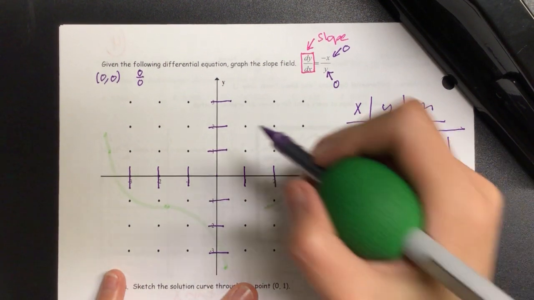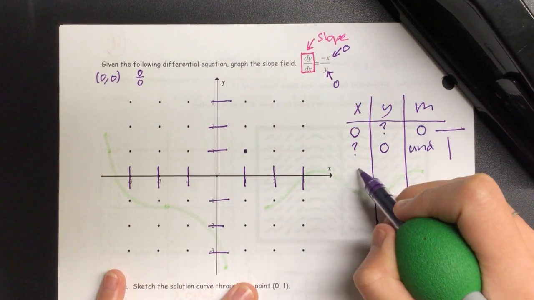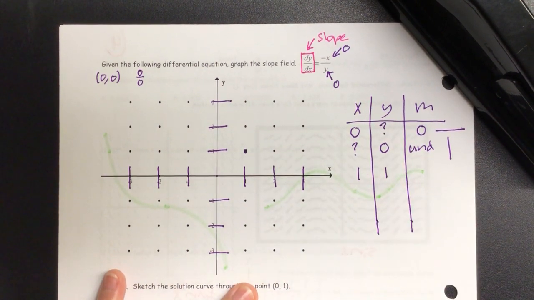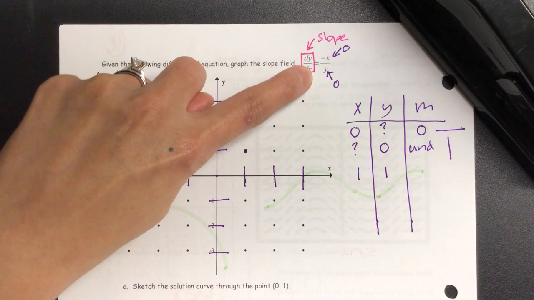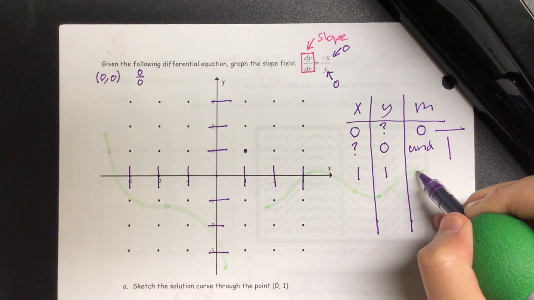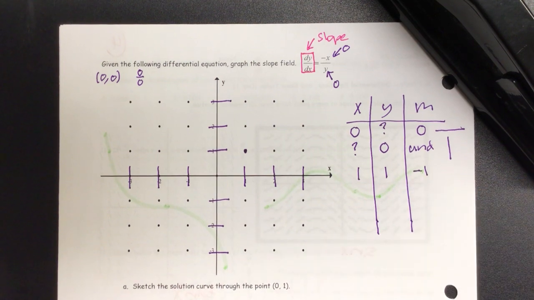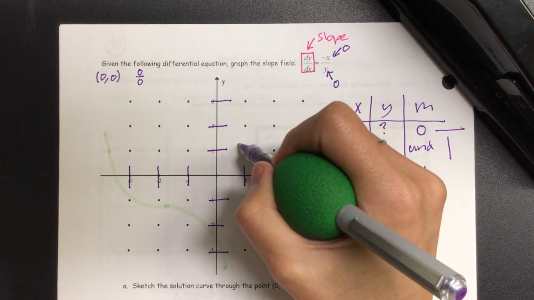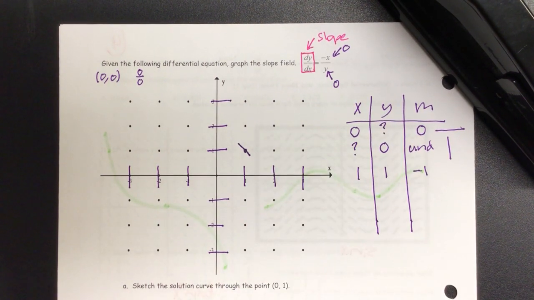For the others, let's say I have 1, 1. Let's all put 1, 1. And I plug in the 1 into the x on the top and the bottom. That's going to give us negative 1 over 1. Is that right? So that's going to be negative 1 slope. And we're just approximating what the slope looks like. So if yours is steeper than the other, it's okay.